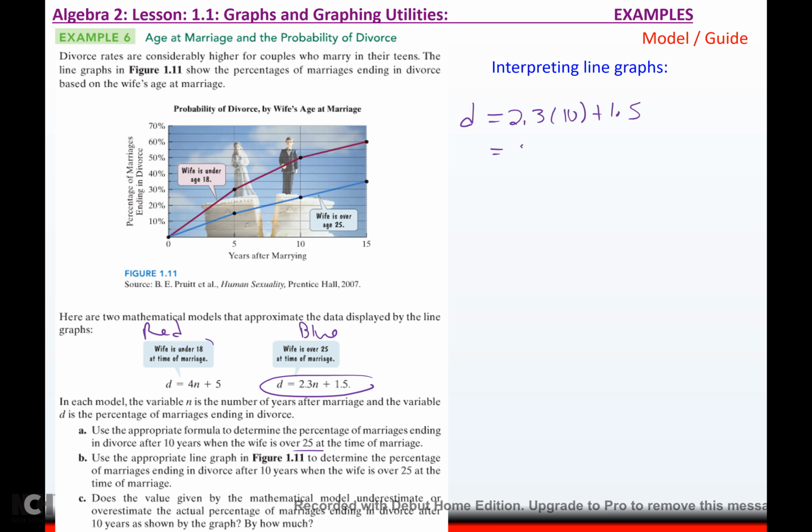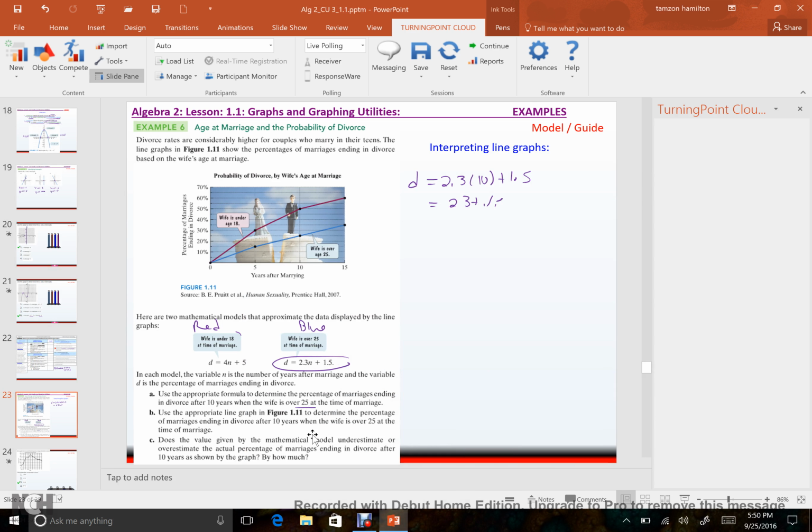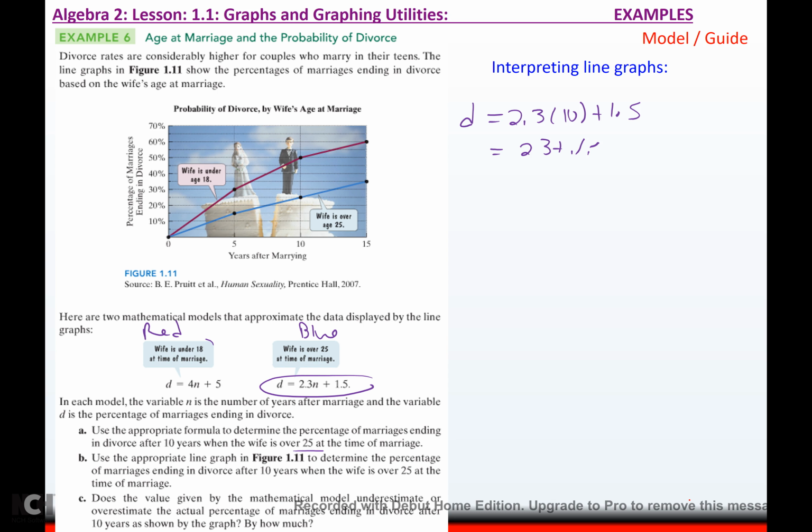So if I multiply, I would get 23 plus 1.5. Okay, so I would have 23 plus 1.5, which would give me 24.5%. Okay, that's for A.